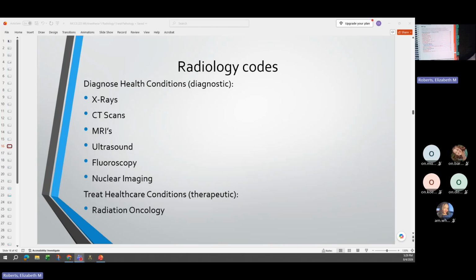But the vast majority of this is diagnostic. Lots of different diagnostic procedures, or diagnostic imaging studies, I should call them, right? X-rays, CT scans, MRIs, ultrasounds, fluoroscopies, nuclear imaging. And again, they all take pictures of the inside of patients, right?